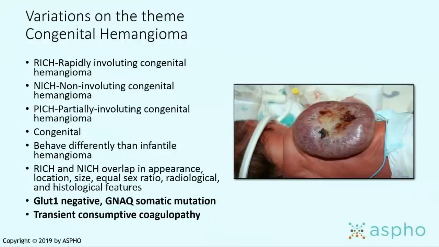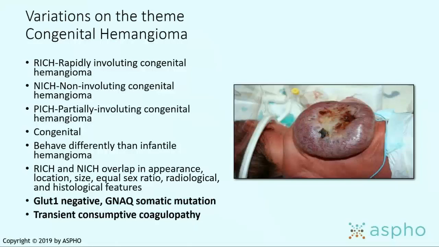And we have found that the somatic mutation that's involved in congenital hemangiomas is a GNAQ mutation. And GNAQ mutations are also seen in patients that have capillary malformations. They also have a consumptive coagulopathy, which we talked about. So when you see patients like this, you need to check a CBC and you need to check their fibrinogen, and you need to support them through that because usually it recovers in a couple of weeks.